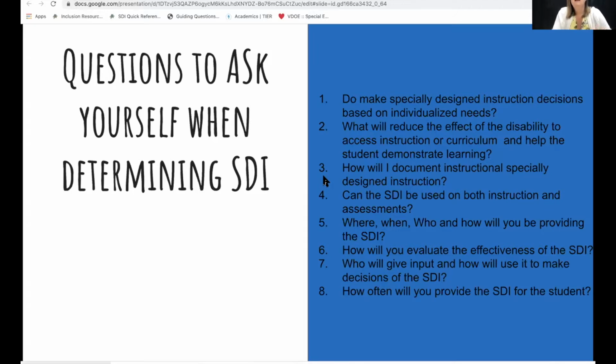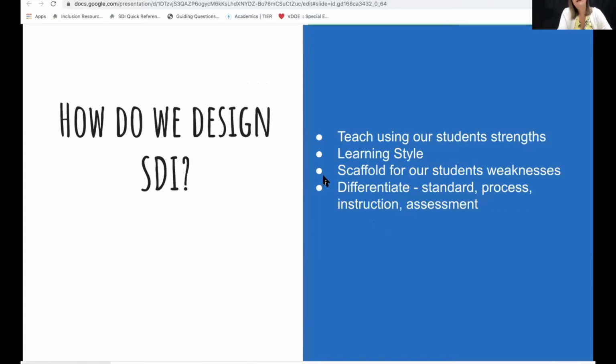And then, can the SDI be used on both instruction and assessments? Also, where, when, and who, and how will you provide the SDI? Think about those questions. And then, how will you evaluate the effectiveness of the SDI? And then who will give input and how will you use it to make those decisions? And then how often will you provide that to the student? Those are good questions to keep in mind the entire time that you're determining the SDI that you're going to use for your students.